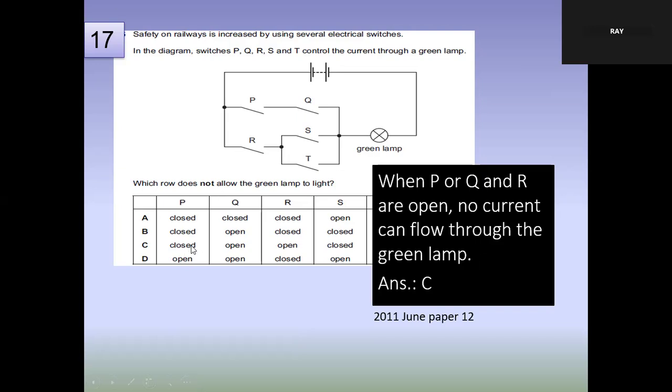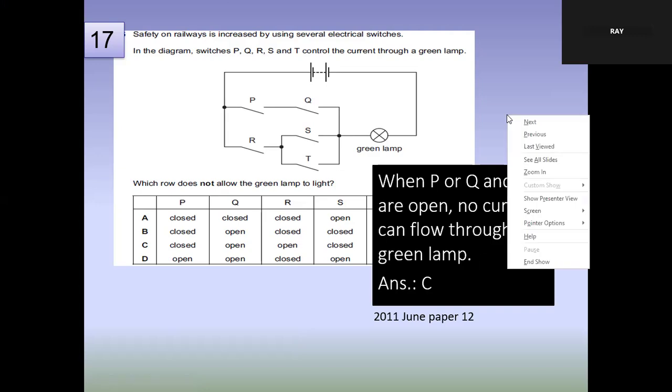You can see P is open, no current will flow through here. And R is open. As long as R is open, no current will flow through again. Whether these two are closed doesn't matter. Oh, so R is the most important one. As long as P or Q and R are open, no current will flow through.